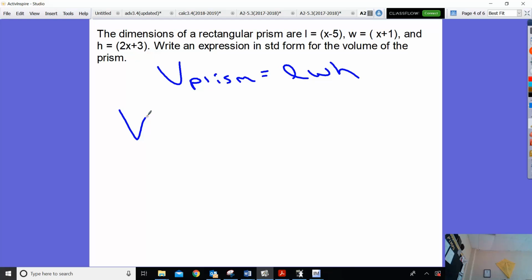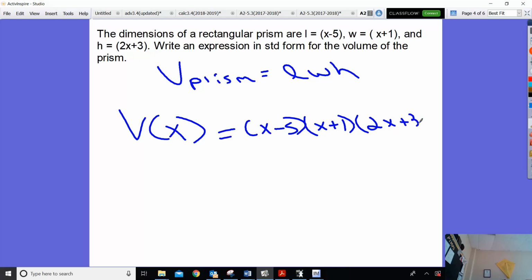We're going to do this thing as volume as expression of x because we're going to replace length, width, and height with these expressions of x. What can I replace the L with? X minus 5. What can I replace that width with? X plus 1. What can I replace that height with? 2x plus 3. Now, it does talk about good old STD form, standard.